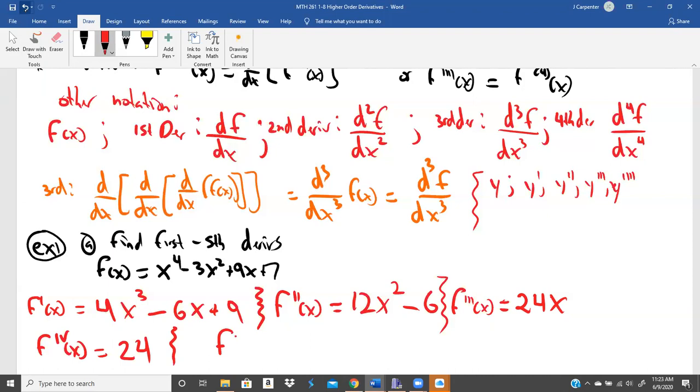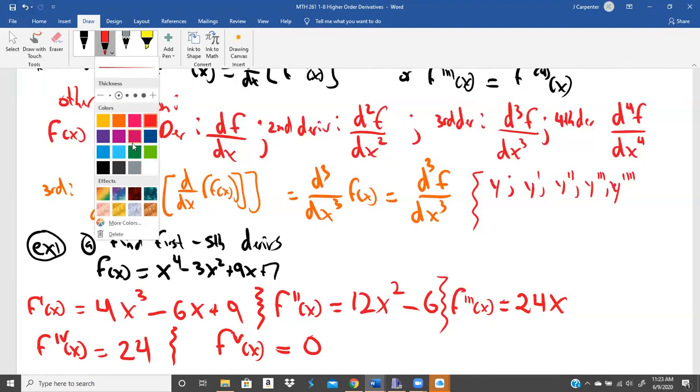Finally, the 5th derivative, which would be f^(V), or f quintuple prime if you want to read it that way. That's the derivative of this 24. The derivative of a constant is 0. Again, special case. So the 5th derivative is 0. That's all 5 derivatives. 1st, 2nd, 3rd, 4th, 5th. Nothing too crazy.